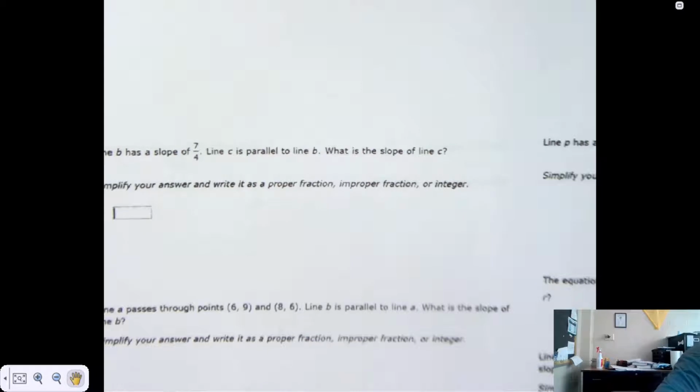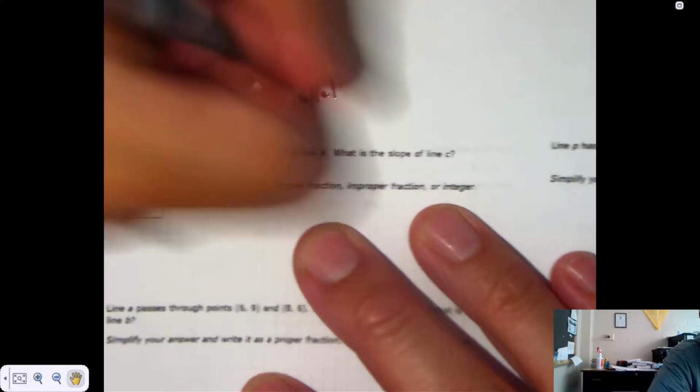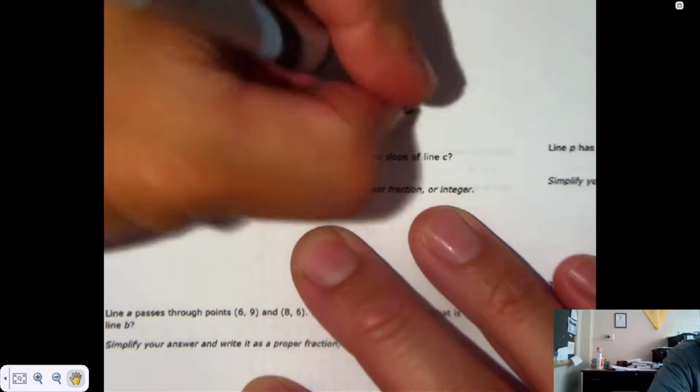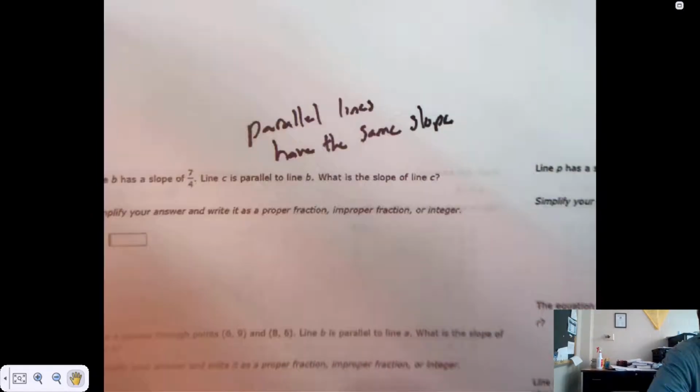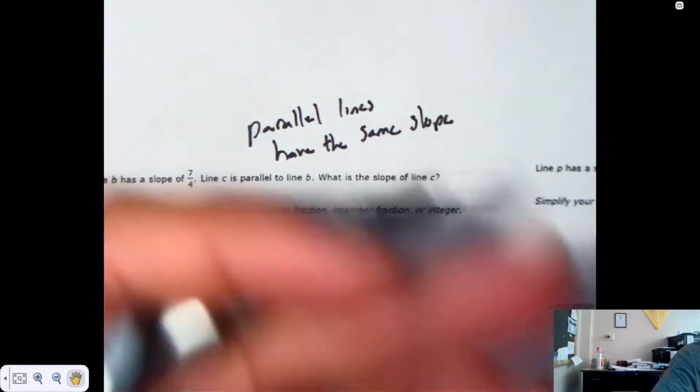Asia, what else you know about parallel and slopes? Yes, there is something. Allison? They have the same slope. Parallel lines have the same slope. Because they run on forever right next to each other. They cannot ever cross paths. All right. So, Haley, what's the answer to this one? 7/4.